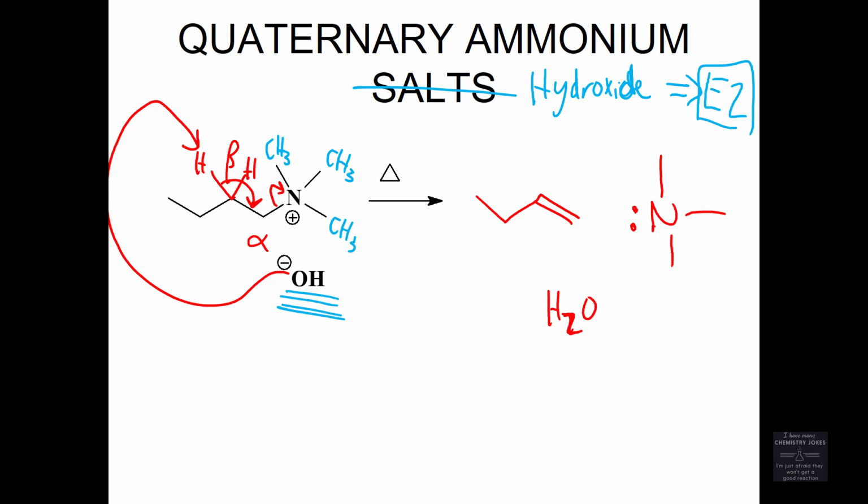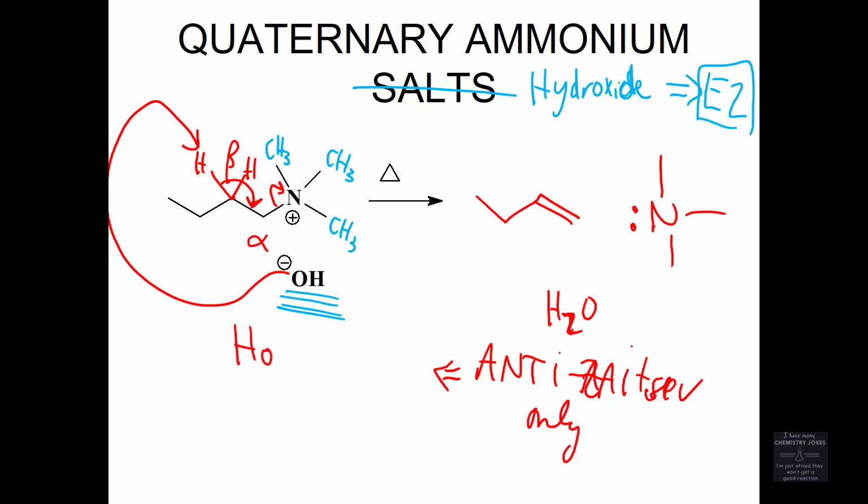This example was unique in that it had only one type of beta hydrogen. What if you have multiple types of beta hydrogens? Quaternary ammonium salts give you anti-Zaitsev elimination. Anti-Zaitsev and anti-Zaitsev only. The first person to discover this was named Hofmann. So instead of calling these products anti-Zaitsev products, we will more likely call them the Hofmann elimination products. Hofmann means anti-Zaitsev.